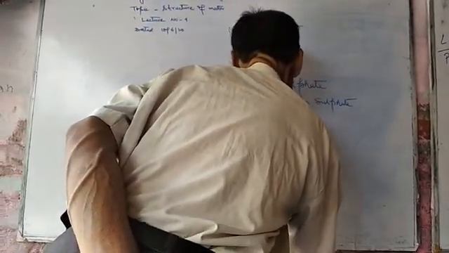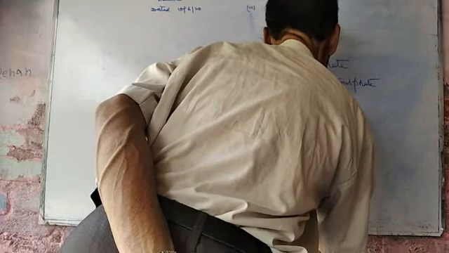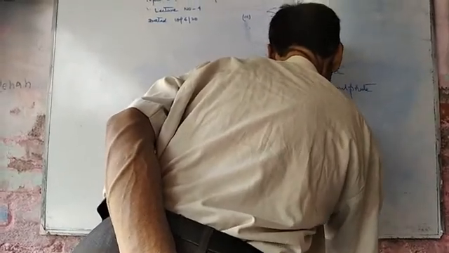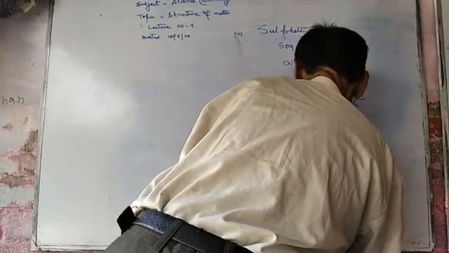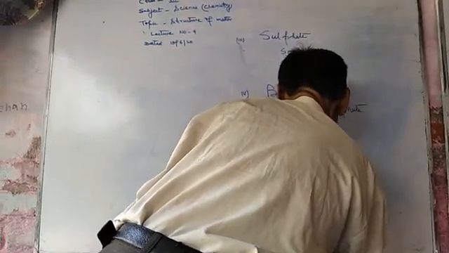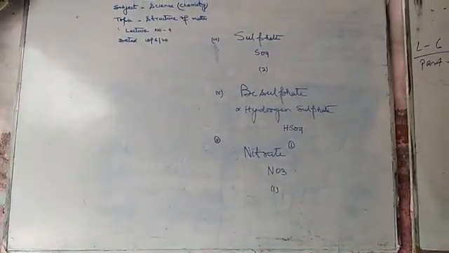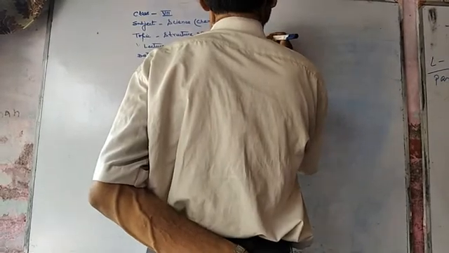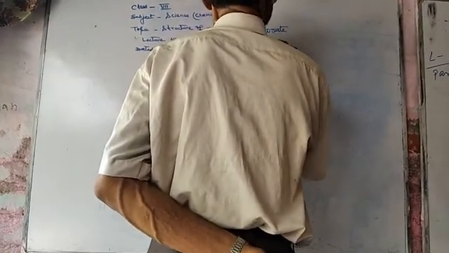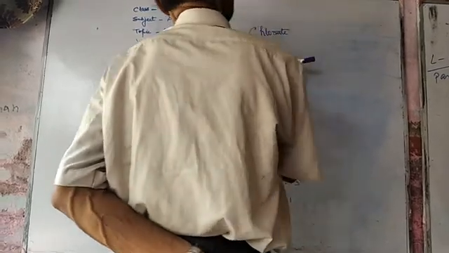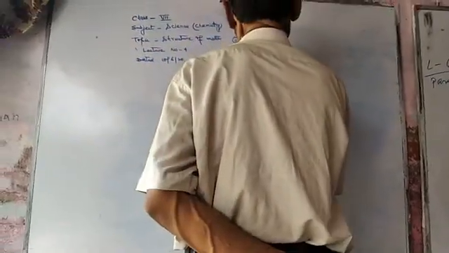Nitrate, NO3, formula is NO3 and valency is 1. Chlorate, ClO3, its formula is ClO3 and valency is 1.